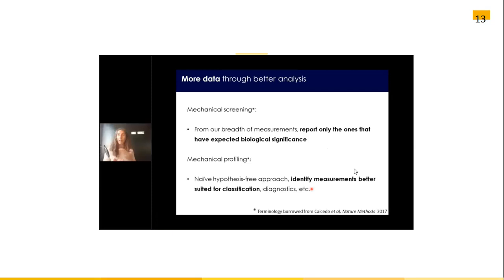Mechanical screening and profiling can lead to more data obtained if the parameter for a given study is narrowed down to the ones with the most biological significance. Mechanical profiling is a hypothesis-free approach, identifying measurements better suited for classification and diagnostics.